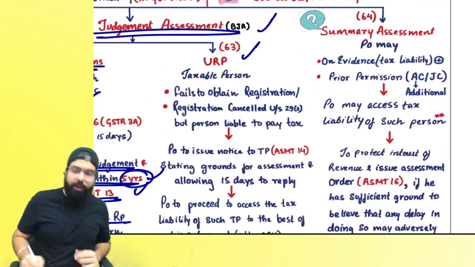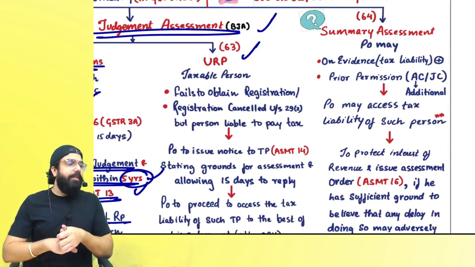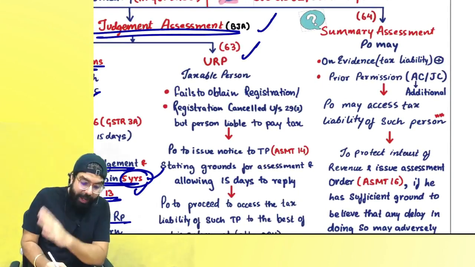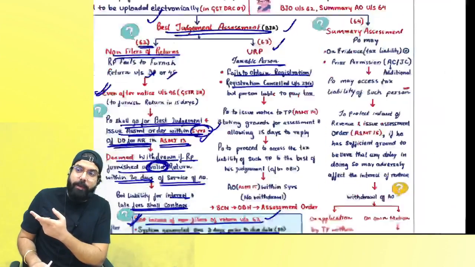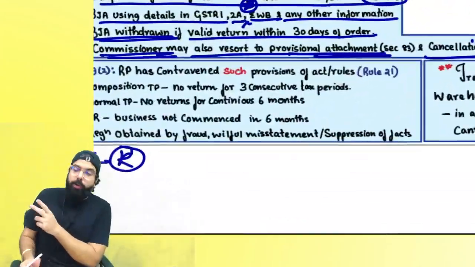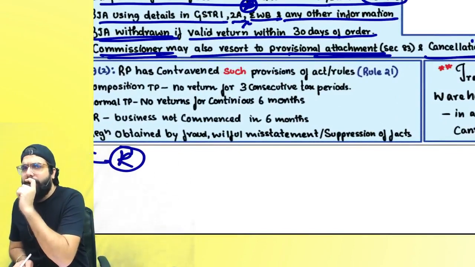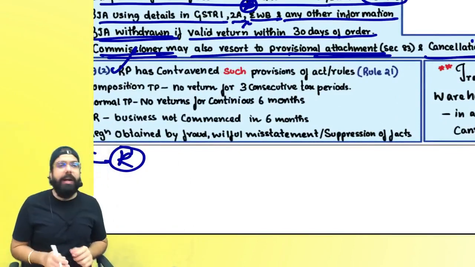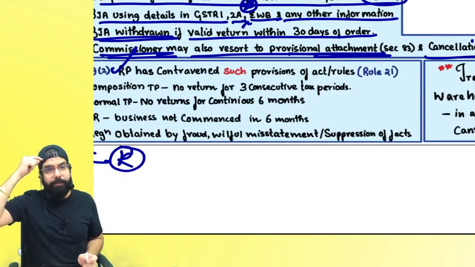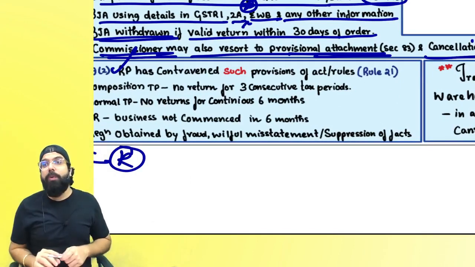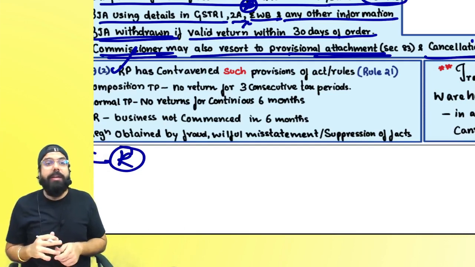Best judgment of an unregistered person under section 63. If you are a person who is liable to be registered but have failed to take registration, or your registration was cancelled by the proper officer under section 29(2). Do you remember, section 29(2) says if you contravene such provisions of the act or rules, basically rule 21. What provisions, if contravened, lead to cancellation of your registration?